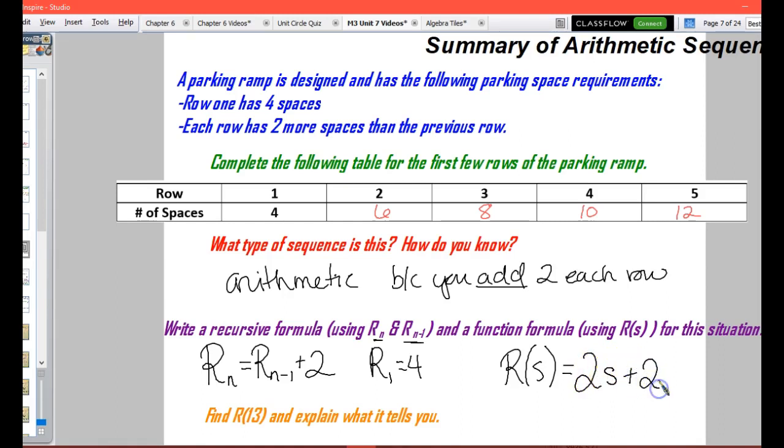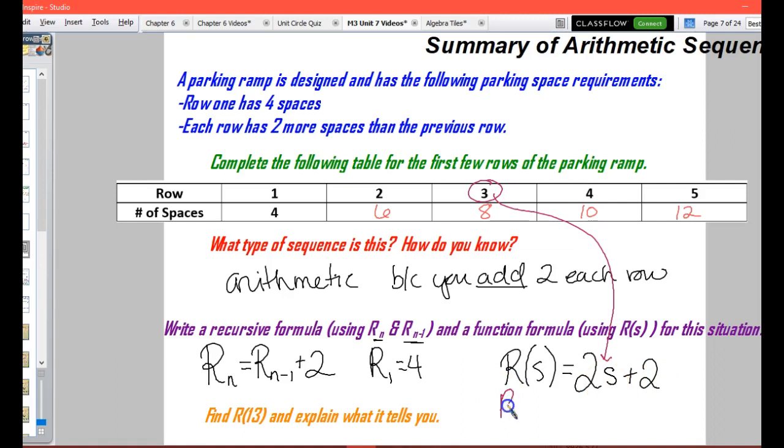If I try plugging it in, for example, row 3: 3 times 2 is 6, plus 2 would make 8, and that is how many there are. It works for 4 also. 4 times 2 is 8, plus 2 is 10. This is my function formula.